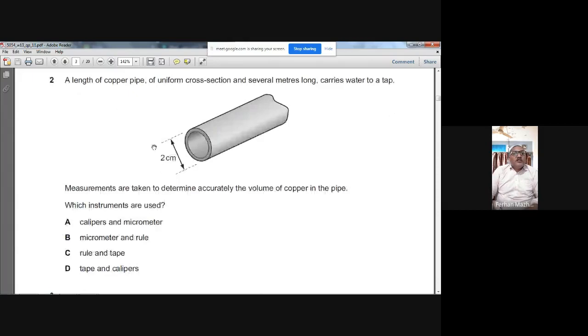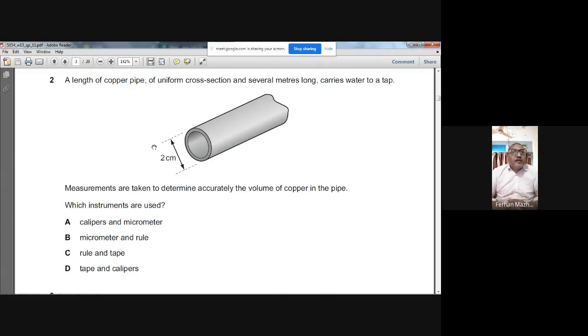Okay. So here you see question number 2 is on your screen. A length of copper pipe of uniform cross section and several meters long carries water to a tap. Measurements are taken to determine accurately the volume of copper in the pipe. Which instruments are used? Okay. We want two things to be measured.